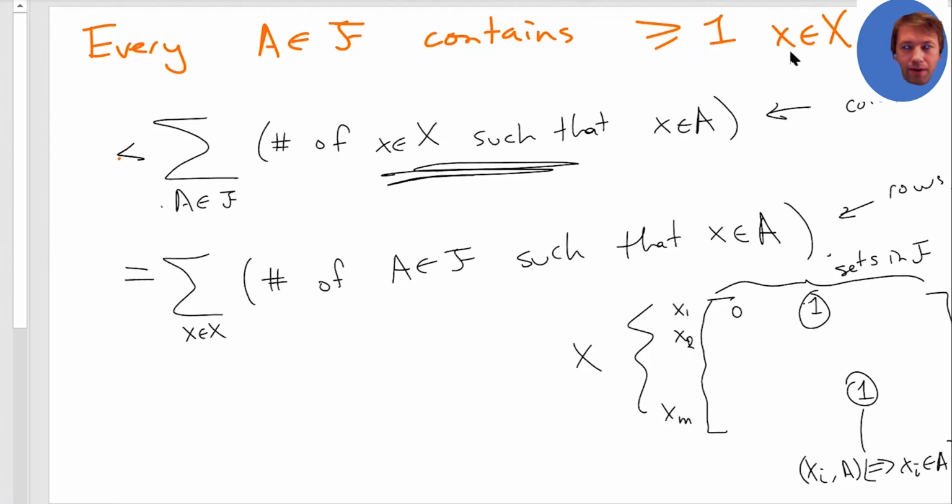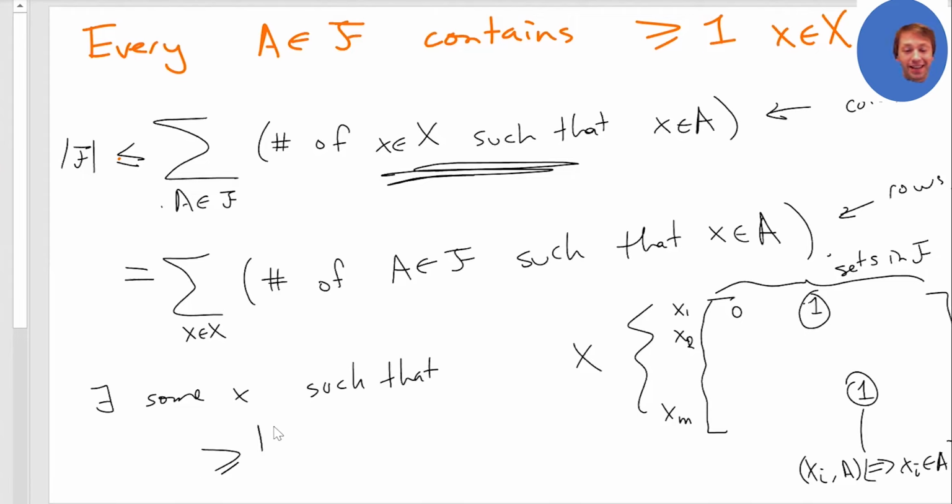Because every A in F contains at least one element of X, this sum is at least the size of F, because each term is at least one. So these are equal, and this sum must be at least the size of F. And so there must exist some x such that the number of sets in F containing x is at least the size of F over the size of X. Because if you add up size of X numbers and they add up to the size of F, one of them has to be at least the ratio of those two things.